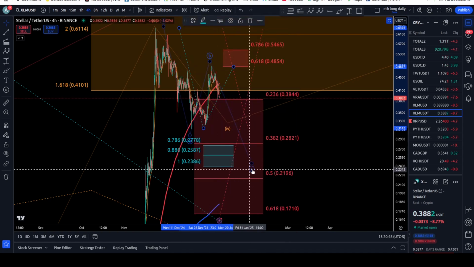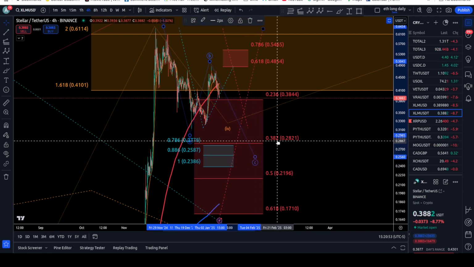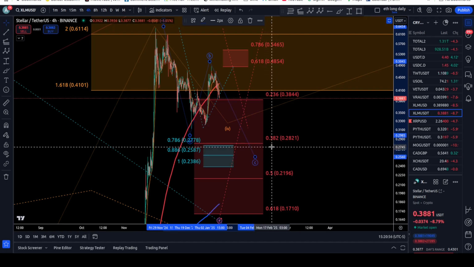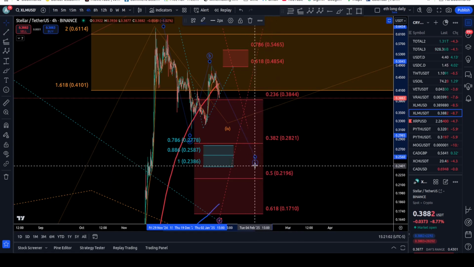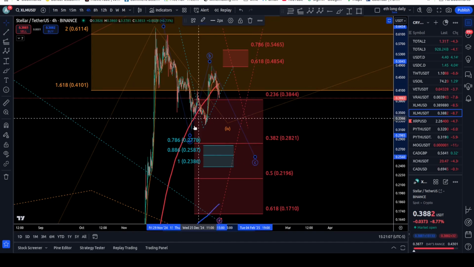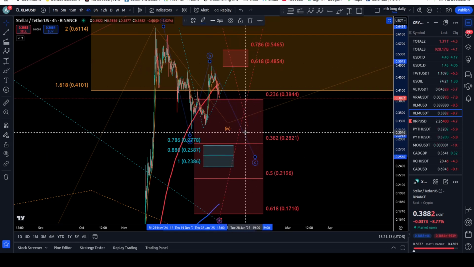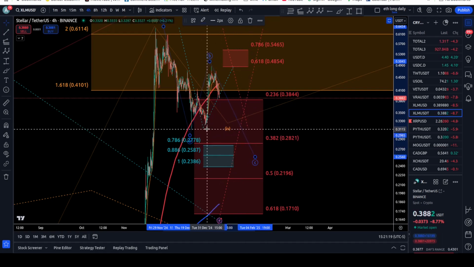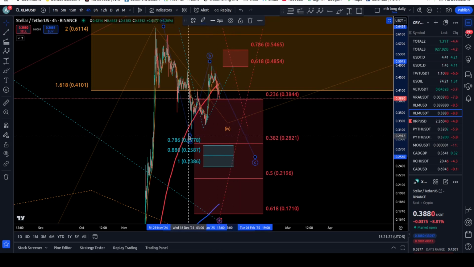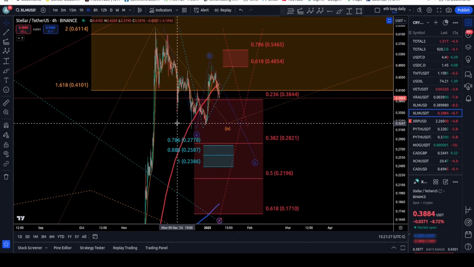Okay, so I am looking forward anywhere between the 0.236, 0.382 and 0.5. Anywhere here, to me, it would be a very nice correction. Let's remember though, wave C also doesn't have to be by the book or follow the rules. You can just make a little bit less than this A wave and it could be completed, right?